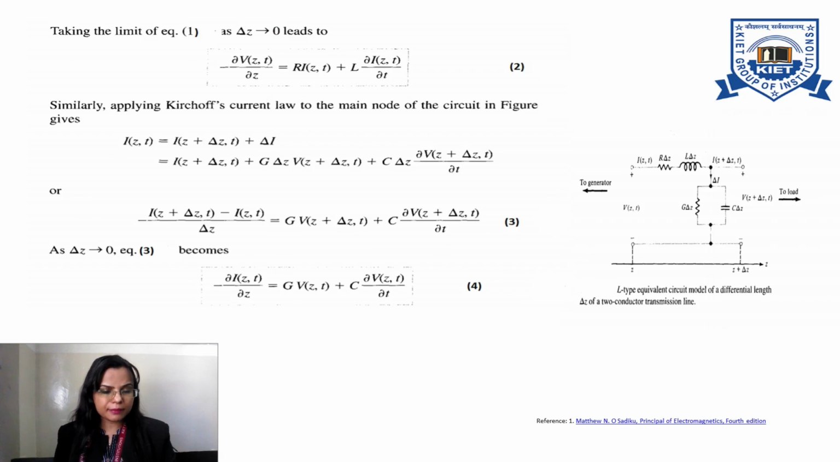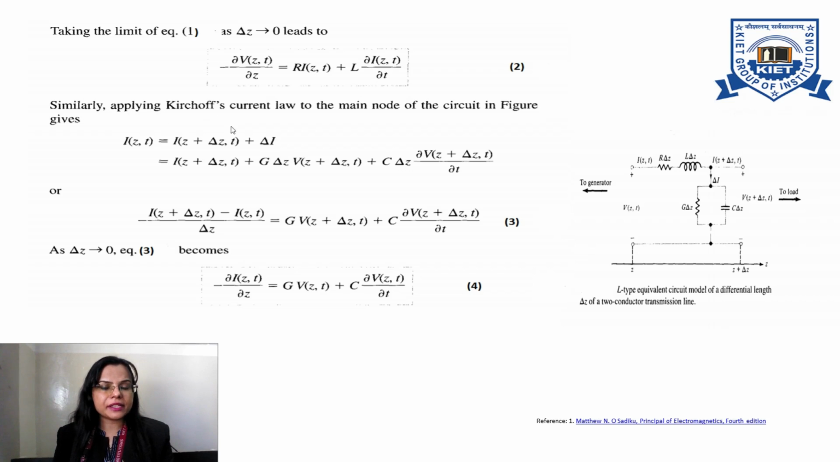Taking the limit in equation 1, we know that del z is a very small quantity, so we can say that del z tends to 0. This will lead equation 1 to minus del V(z,t) over del z equal to R I(z,t) plus L del I(z,t) over del t.